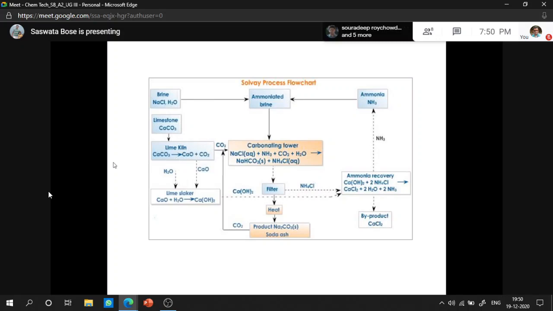Here the lime reacts with water to form calcium hydroxide or the milk of lime or lime milk, which is again pumped to the ammonia recovery section. I will be coming to that. So until now we have sodium bicarbonate crystals and ammonium chloride in aqueous form being formed. Okay, so it is a continuous process. The sodium bicarbonate will form continuously along with the ammonium chloride.